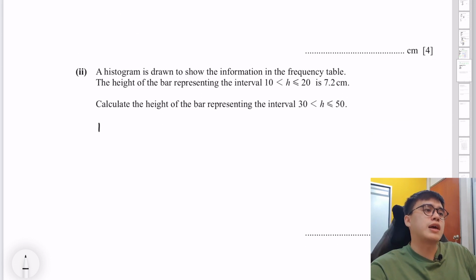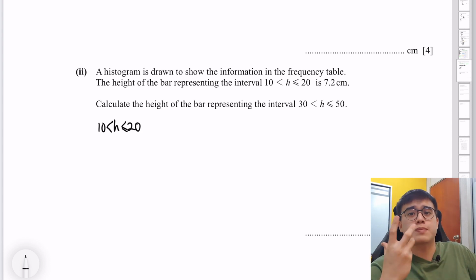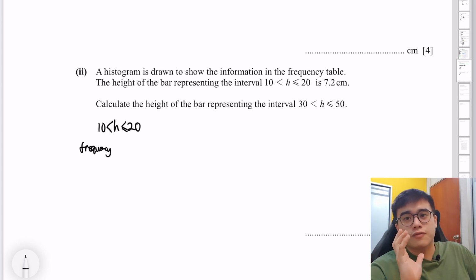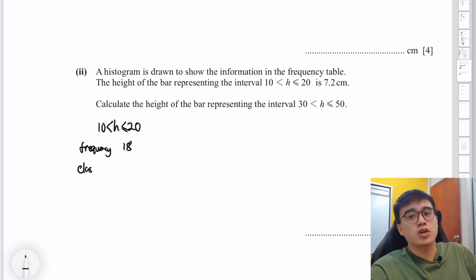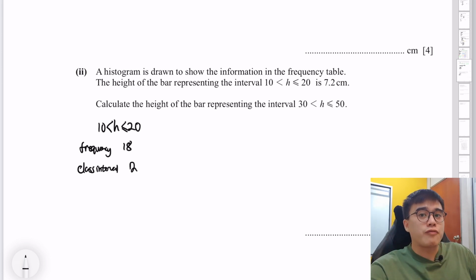Part 2 here, they are looking for the height. So sometimes students get confused by this. Height basically represents the frequency density. So for frequency density, all you need to do is take the frequency of the respective group, divide by its class interval. But sometimes there will be a scale factor involved.